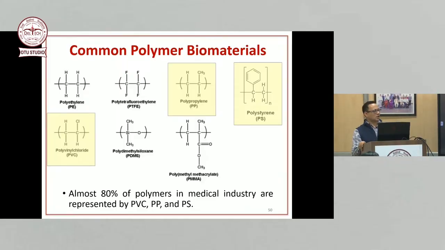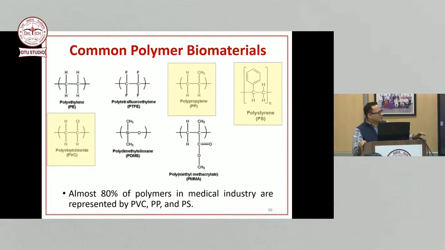So common polymer biomaterials: polyethylene, PTFE, polypropylene, polystyrene. You can see all of these are made by changing one pendant group. Polypropylene, PVC, polystyrene, PMMA, you're just changing up one pendant group and making a new polymer.